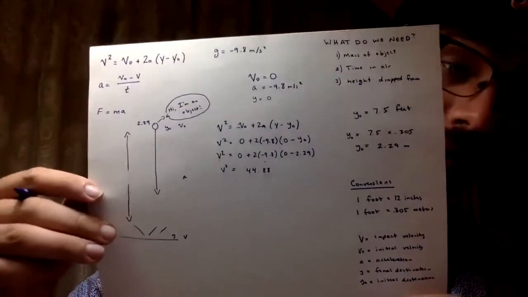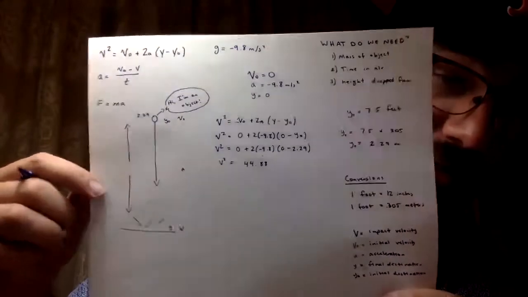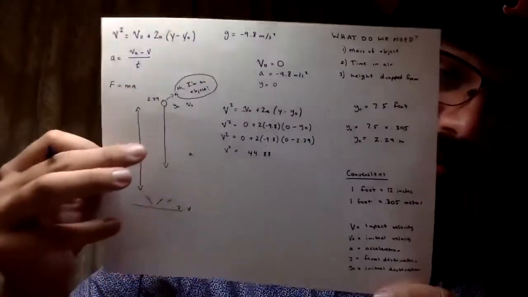All right, so I'm going to get a value of 44.88. We'll just say 88, since the 4 is less than a 5 at the end. So this is equal to 44.88. All right, so I get v squared equal to 44.88. Well, okay, here's the problem though. I need v. I'm looking for v, this impact velocity here, not v squared.